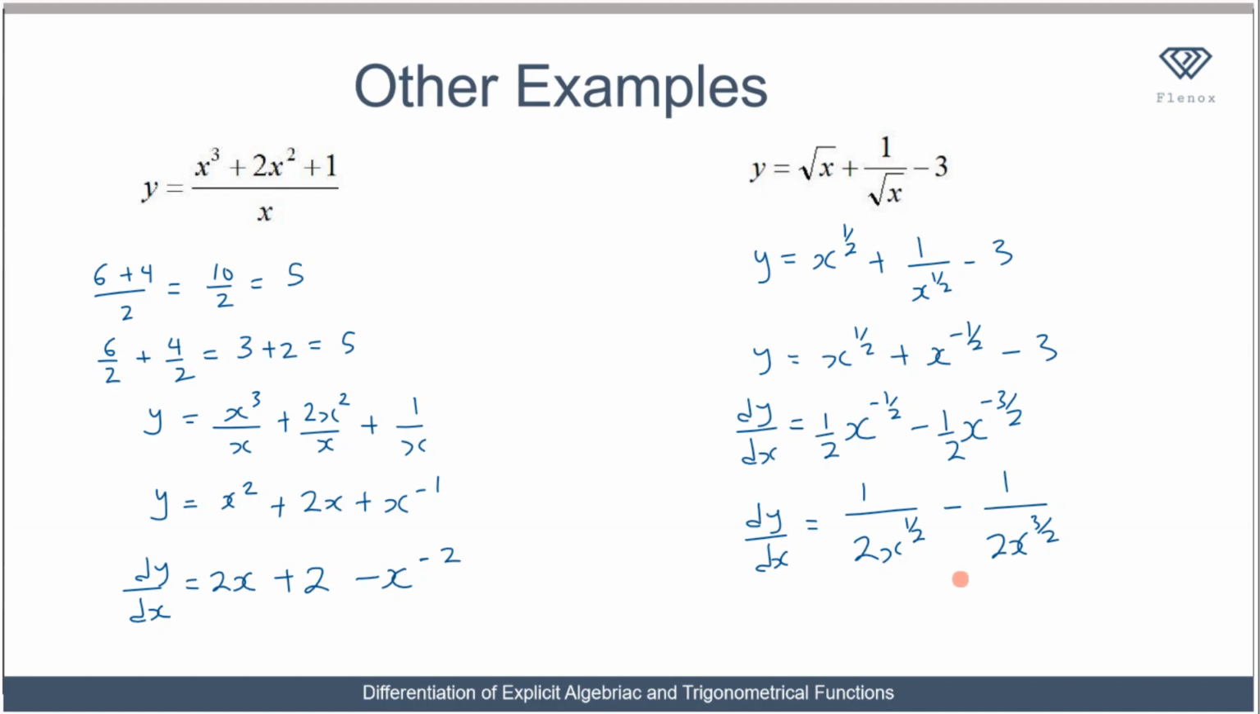So you can see how we differentiate when it's a sum. We just treat each of the terms individually and we differentiate them and we sum up the results. So pretty straightforward.